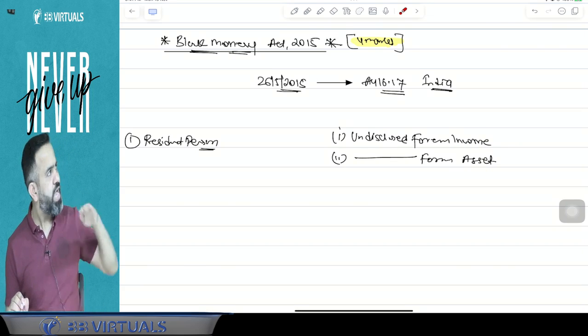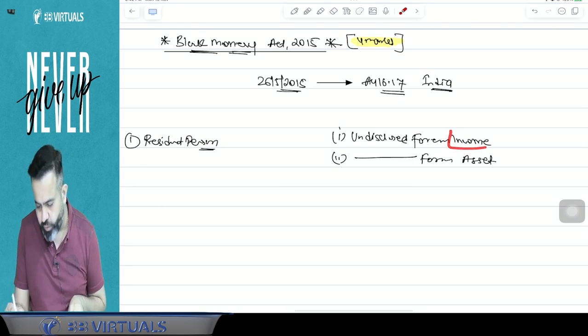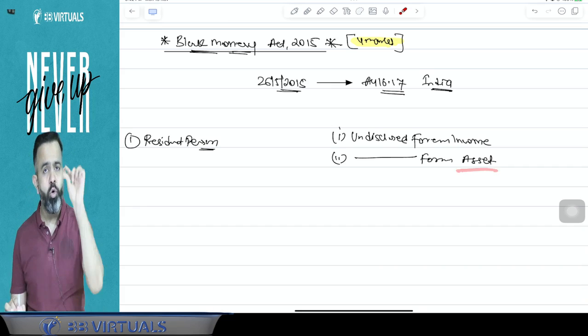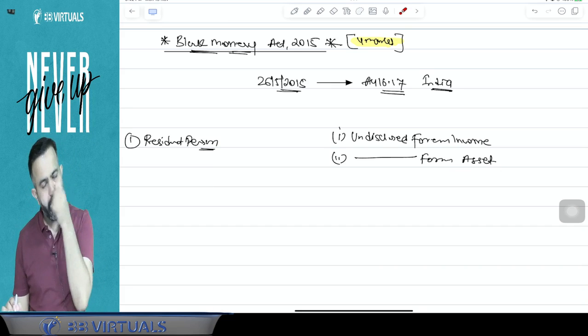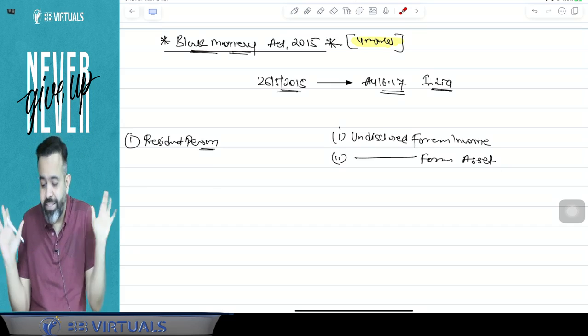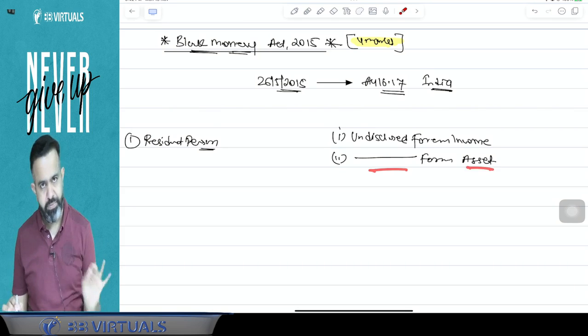Undisclosed foreign income is, suppose I am having income from abroad, but I have not disclosed that. That is called undisclosed foreign income. An undisclosed foreign asset means I am holding some asset outside India. I am a beneficial owner of an asset outside India, but I have not disclosed that asset in my return of income. That is called an undisclosed foreign asset.